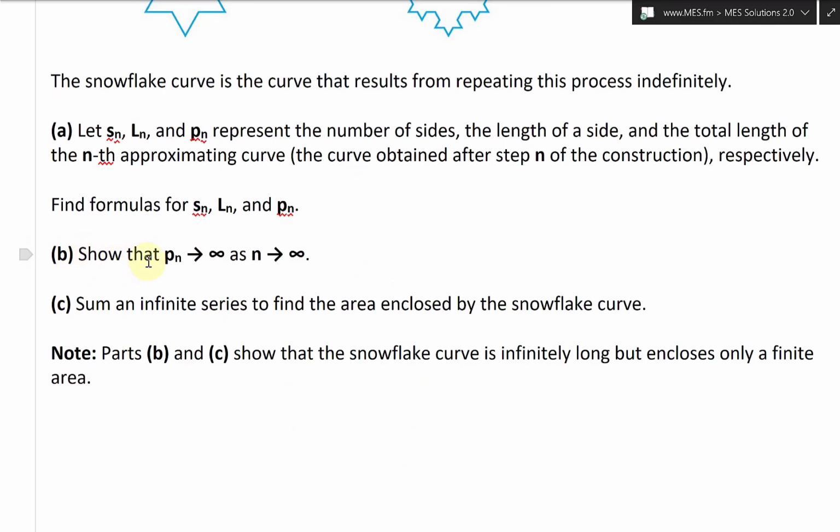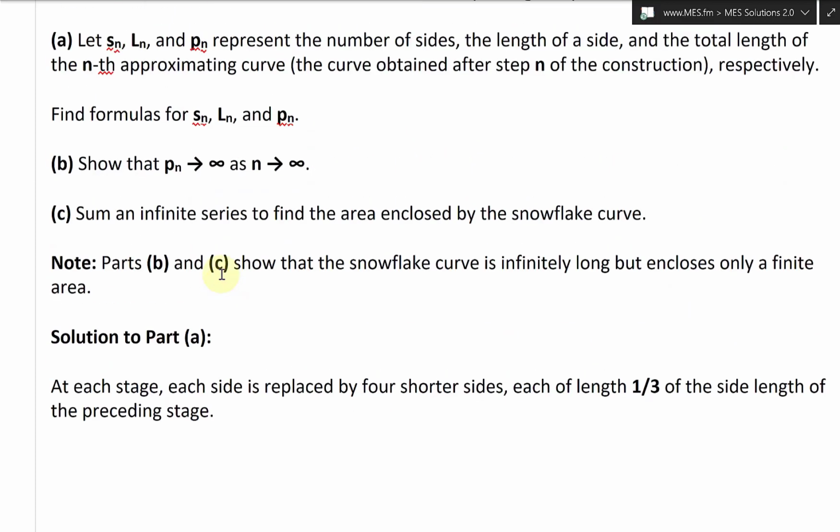Part B says, show that the total length Pn approaches infinity as n approaches infinity. And then C, sum an infinite series to find the area enclosed by the snowflake curve. And then it says, note parts B and C show that the snowflake curve is infinitely long, but encloses a finite area. Fascinating stuff. Alright, so now let's take a look at the solution.